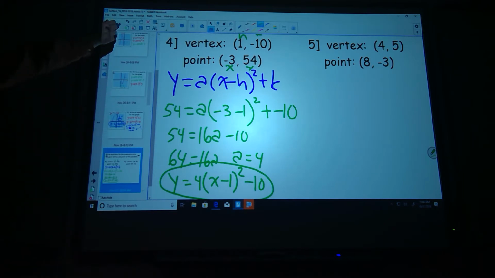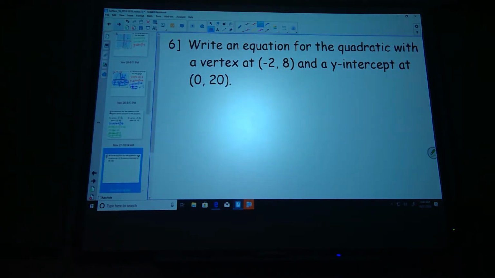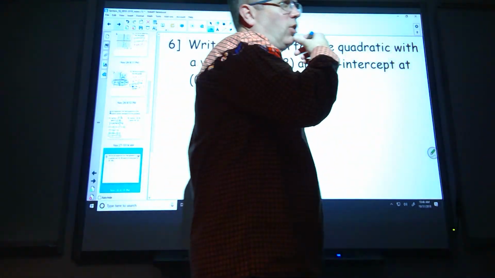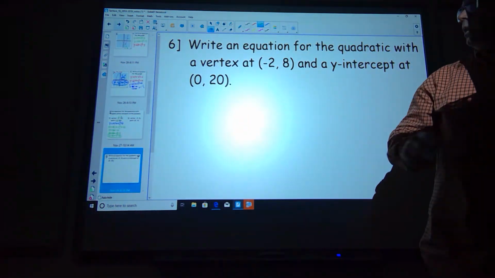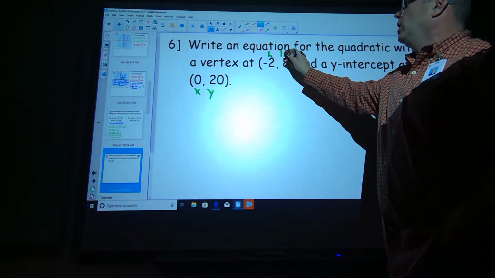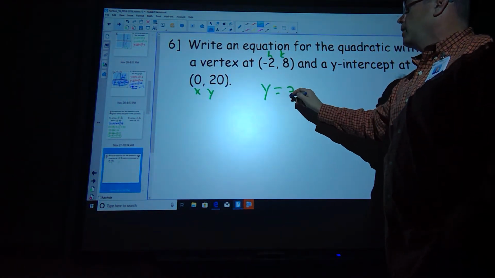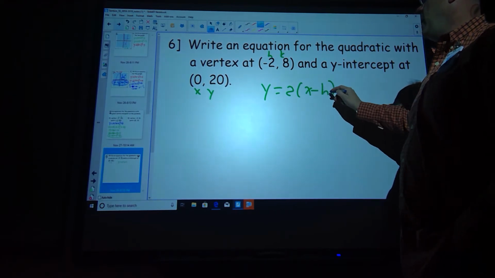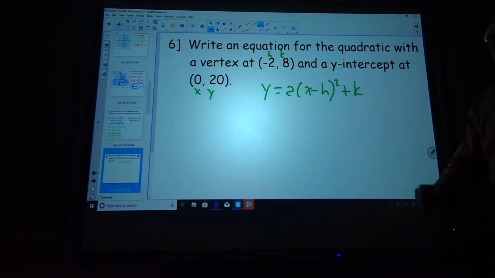All right. Write an equation for a quadratic with a vertex here and a y-intercept at (0, 20). Is this the same way? Yeah, because this is still an x and y value, agreed? This is still an h and k value, so you just plug them all in here to solve for A. Is that okay? I don't think I need to really step forward because it's just arithmetic.